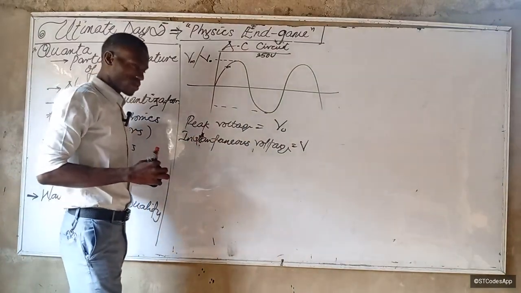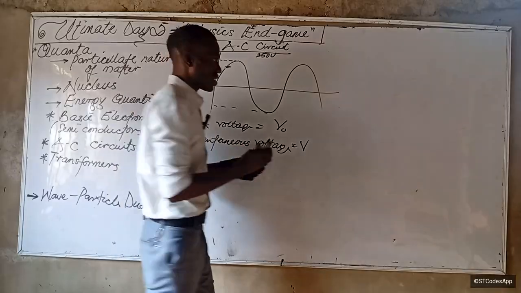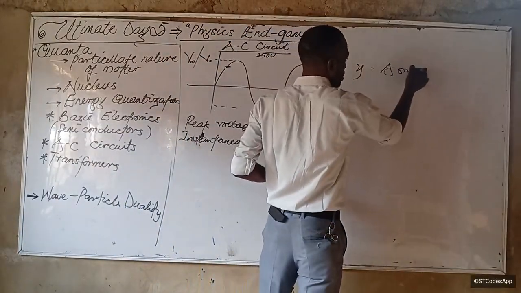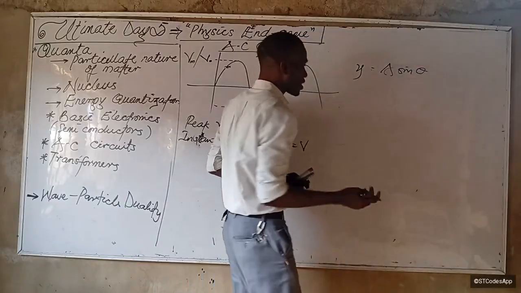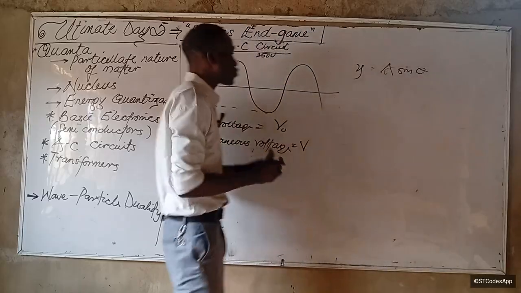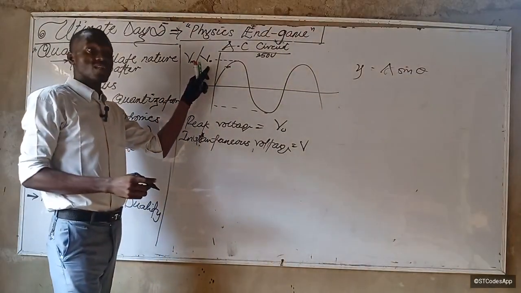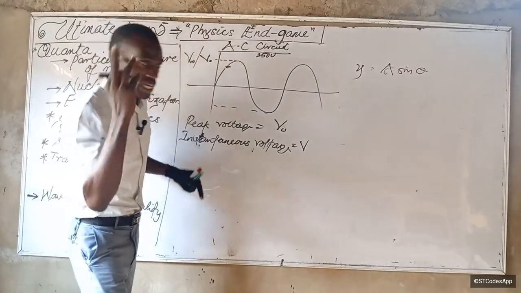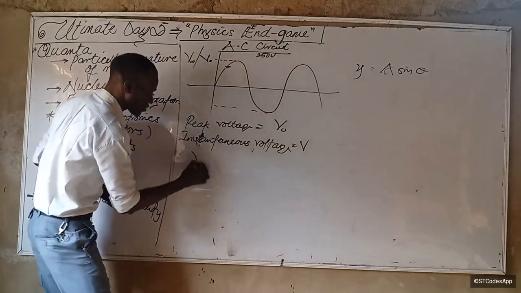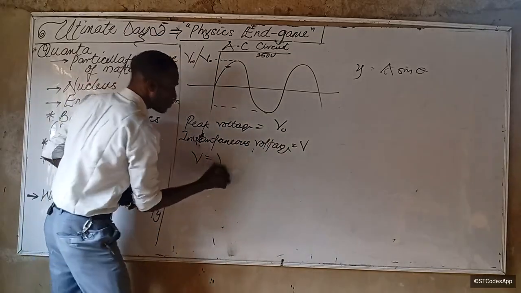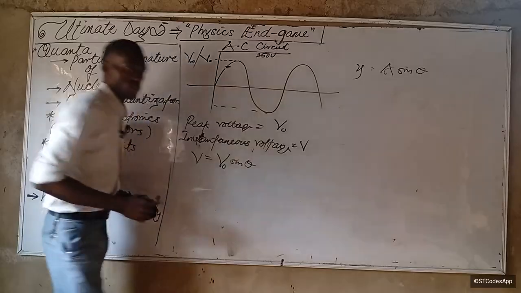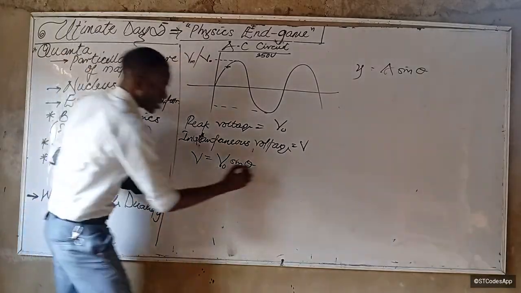Is it clear? Okay. I've shown you that in waves, to calculate the vertical displacement, it is equal to what? A sine theta, yeah? So we can adopt this equation. A is also what? Amplitude, which corresponds to the peak voltage here. Does that make sense? So we can easily say, therefore, that our instantaneous voltage will be equal to the peak voltage sine theta. Okay, so let's call this our equation 1.